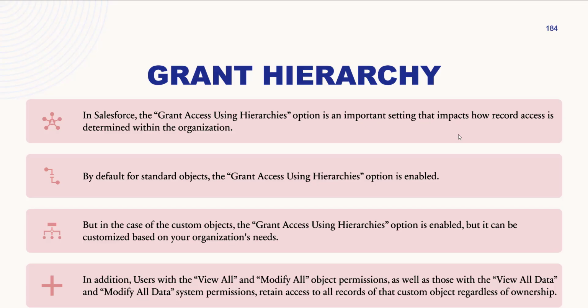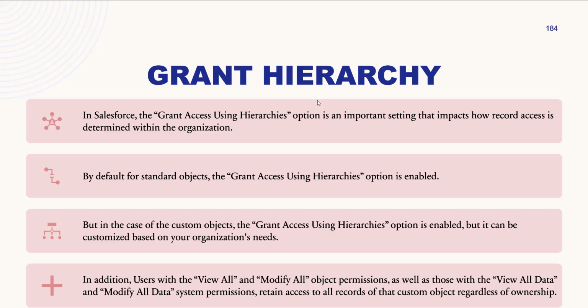So now let's understand what we mean by grant hierarchy. In Salesforce, the Grant Access Using Hierarchy option is an important setting that impacts how record access is determined within the organization. By default, for standard objects, the Grant Access Using Hierarchy option is enabled. By this, users in a higher role in the role hierarchy automatically gain access to the records owned by the users in the role hierarchy below them.